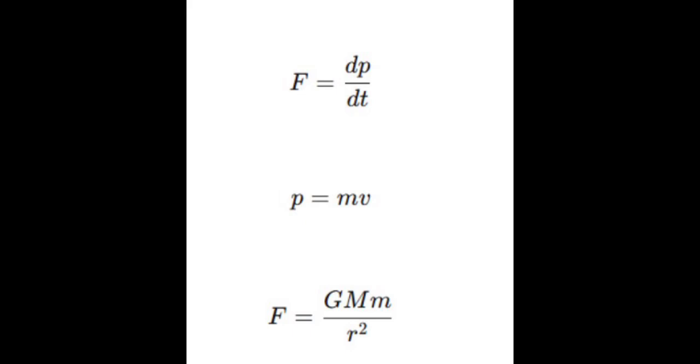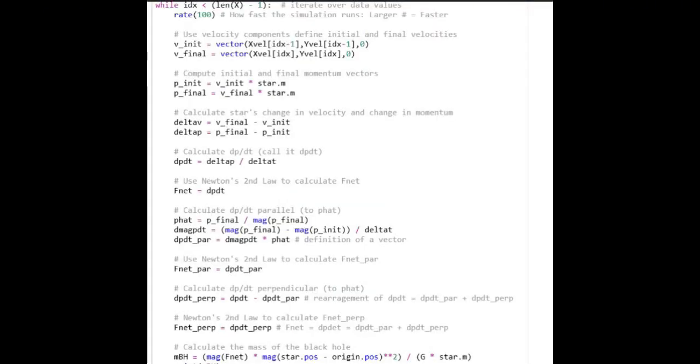Newton's second law states that the net force on an object is equal to the rate of change of momentum. Momentum itself is defined as p equals mv, where m is mass and v is velocity. Since the star's motion is caused by gravity from the black hole, we can also describe the force using Newton's law of gravity. By calculating the net force from the change of momentum and equating it to the gravitational force, we can solve for the unknown mass of the black hole.